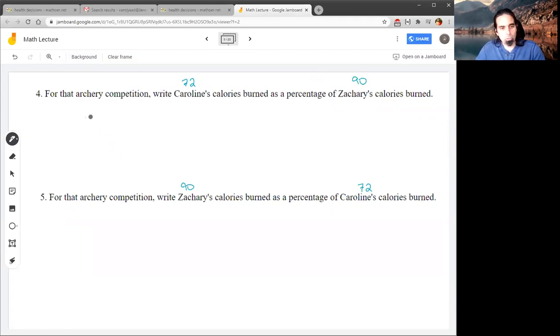For number 4, we're just going to do 72 divided by 90, because that's the order it puts it in. This one as a percentage of that one. For number 5, we're going to do the other: taking 90 and dividing by 72. So let's see what these are. The first one is 0.8. We're still not done, by the way. And the second one is 1.25.